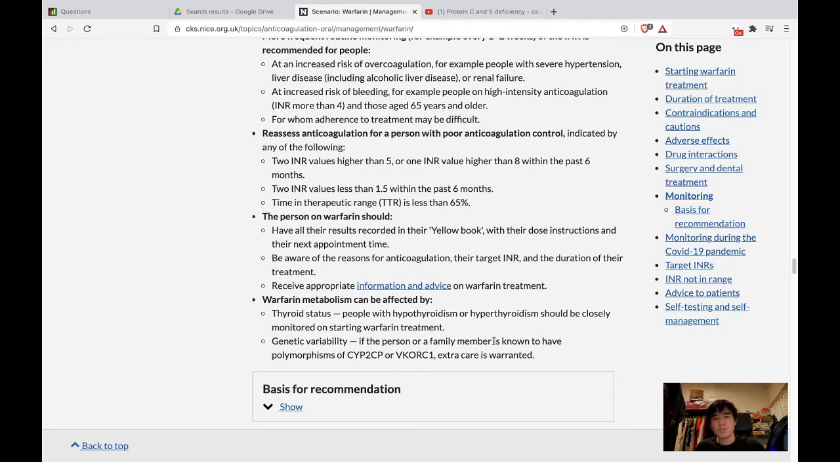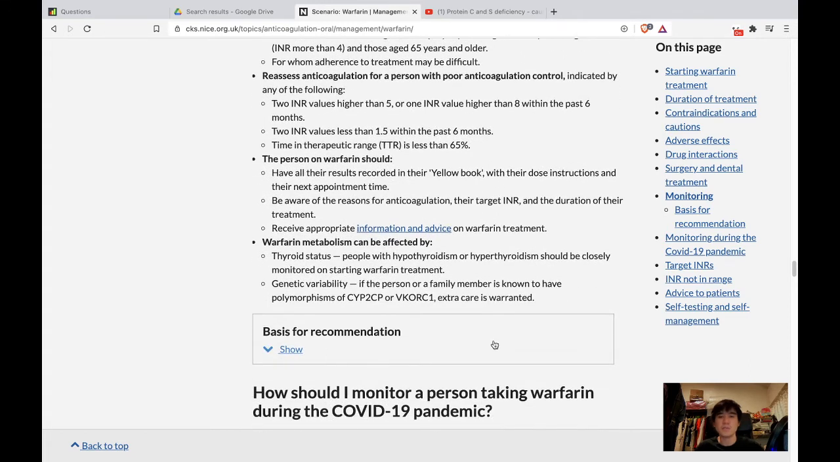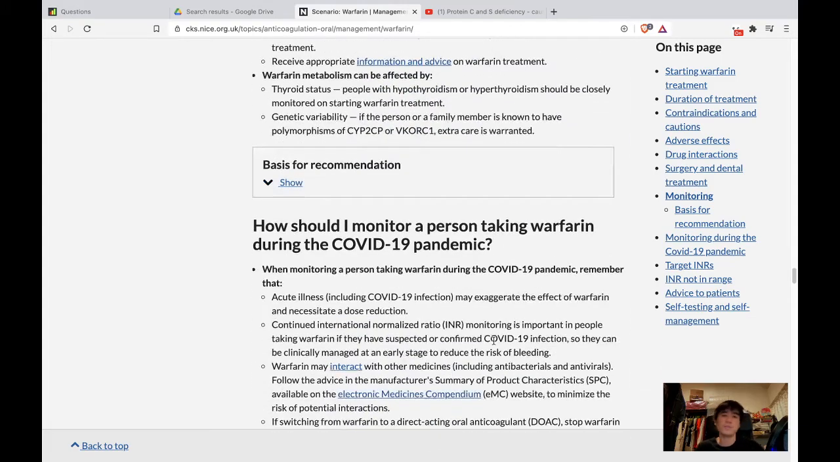The person on warfarin should have all their results recorded in their yellow book with their dose instructions and their next appointment time. They should be aware of the reasons for anticoagulation, their target INR, and the duration of their treatment, and receive appropriate information and advice on warfarin treatment. Warfarin metabolism can be affected by thyroid status. People with hypothyroidism or hyperthyroidism should be closely monitored on starting warfarin treatment. Genetic variability: if the person or a family member is known to have a polymorphism in CYP2C9 or VKORC1, extra care is warranted.